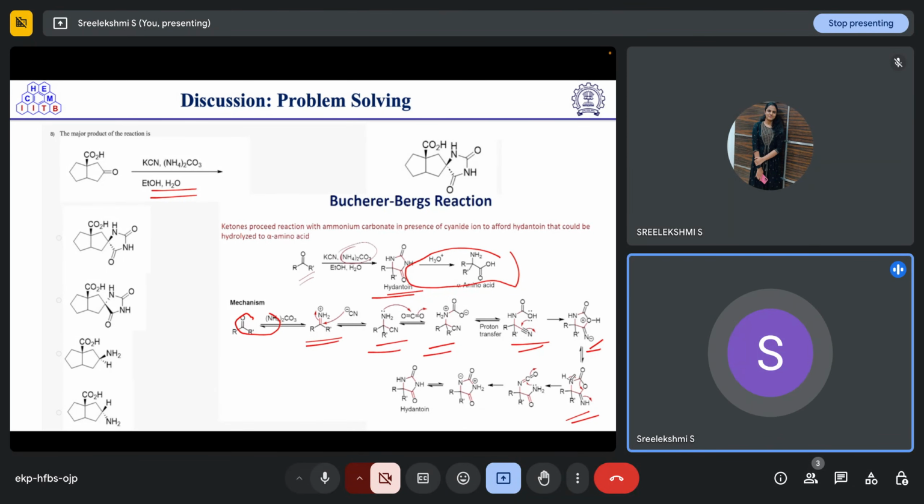Then this bond is shifting over here, this bond is breaking, and this is coming over here to form this intermediate. Then the nitrogen lone pair attacks this carbon center to form this compound, which can exist in the resonance form by this proton migration, in the hydantoin form. So that is what is happening here as well. In the presence of KCN, ammonium carbonate, ethanol and water, the Bucherer-Bergs reaction can take place.